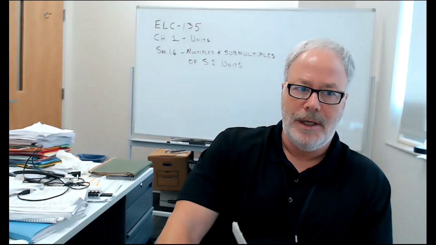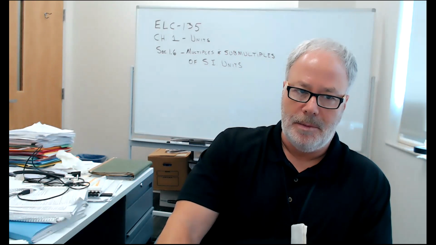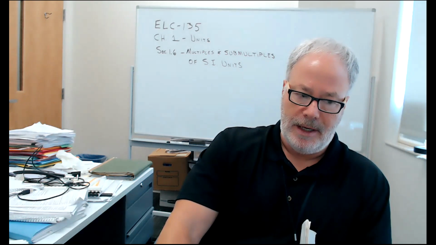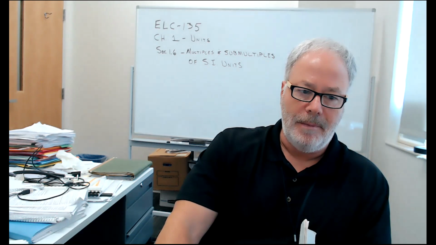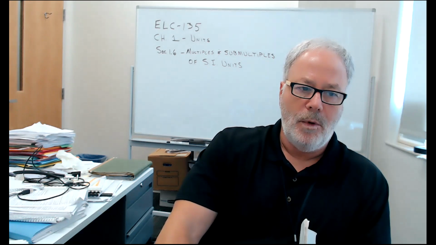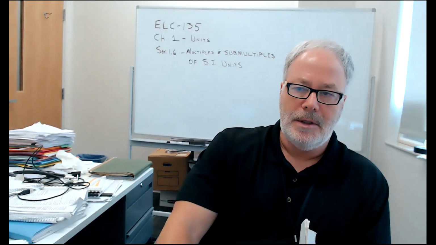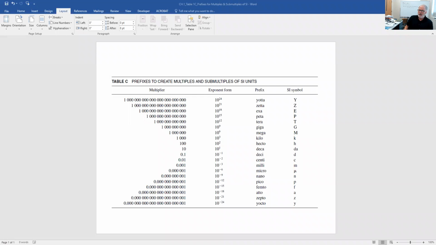Section 1.6 in Chapter 1 is titled Multiples and Submultiples of SI Units. Not much here to discuss. I just want to show you one chart that all of this is based on. And it is this Table C, listing prefixes to create multiples and submultiples of SI units.